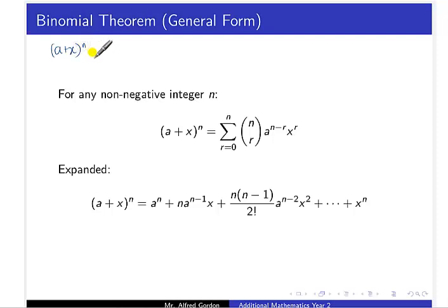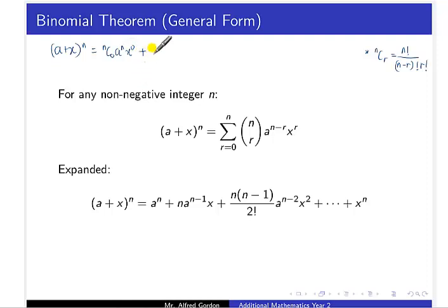To the power n, by using the combination approach, you remember that we said that n combination r is equal to n factorial all over (n minus r) factorial r factorial. So for our first term, that is n combination 0, we have a to the power n, the highest power, whilst x becomes the lowest exponent.